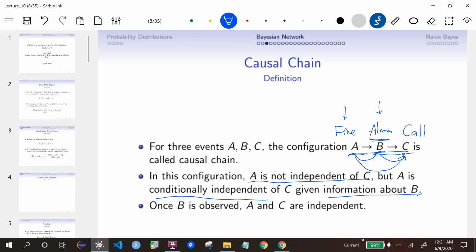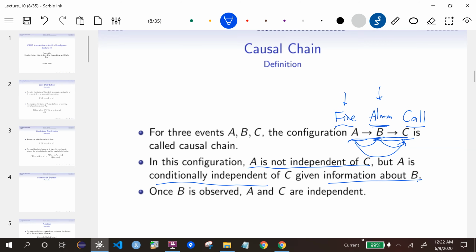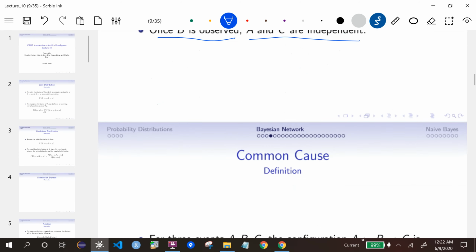Right? So if we know the alarm did not sound, then your neighbor can call you for some other reason, and that probability is independent of whether there's a fire or not. So as I wrote here, once B is observed, A and C are independent. So that's, again, another way to explain what conditional independence means. Okay, so that's the first configuration.